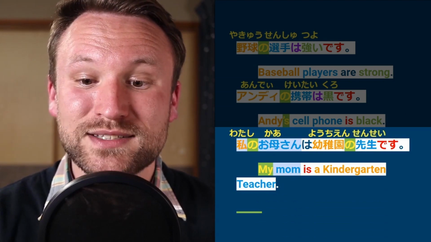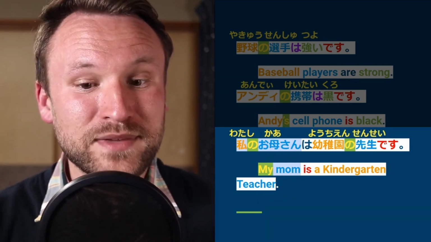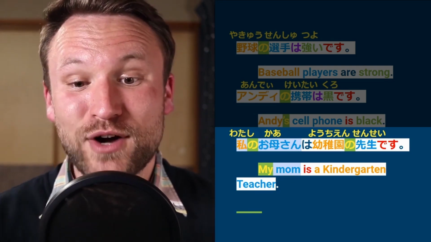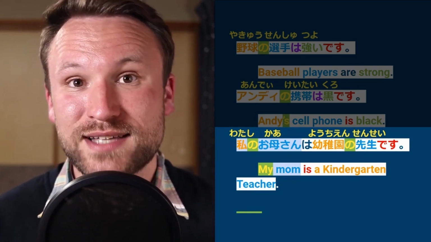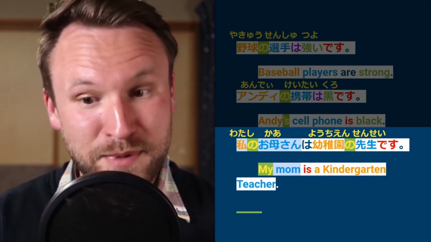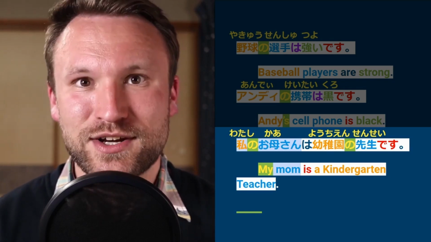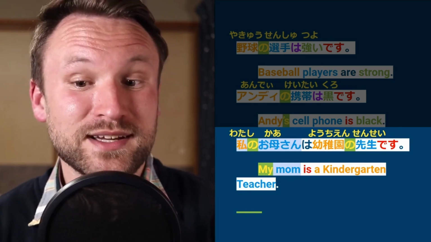Watashi no okaasan wa youchien no sensei desu. My mom is a kindergarten teacher. Watashi no okaasan, or boku no okaasan. My mom. So in this case, it's the possessive. My mom, or my mother, and she's the topic. She's a youchien no sensei desu. She is a kindergarten teacher. And that's true, actually. My mother is a kindergarten teacher.